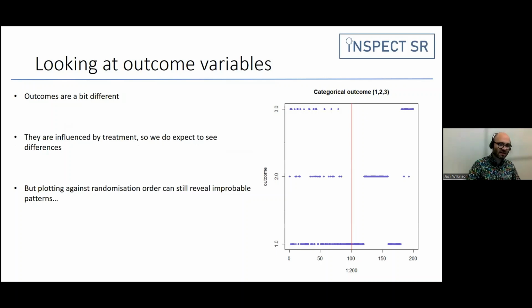Take a look at it for a second. This is a categorical outcome variable, which can take values of 1, 2, or 3. Again, plotted in randomization order within groups. See anything odd about this one? Well, we just have long runs of values. We have a long run in the data set where everybody has a 1, nobody has anything else. We have a long run where everybody has the value 2, nobody has anything else, then back down to 1, then up to 3.